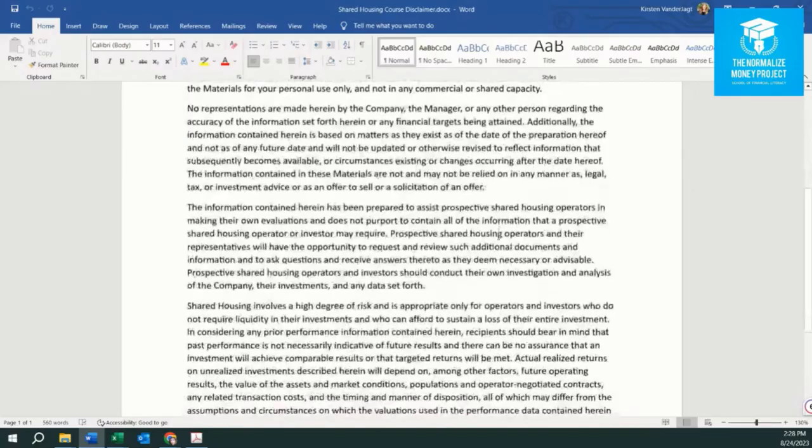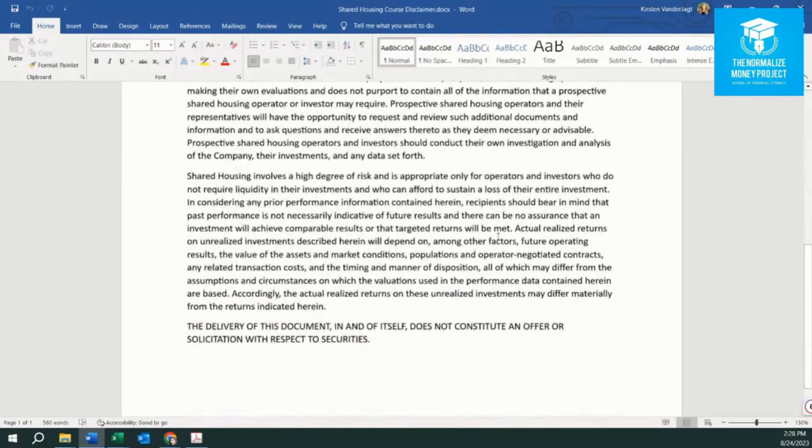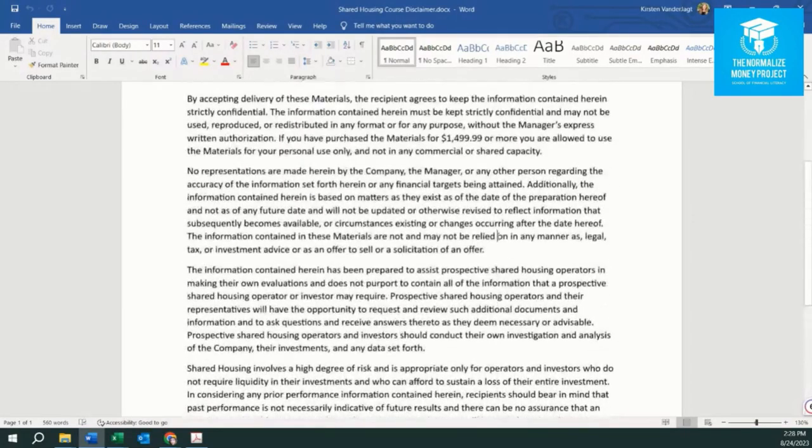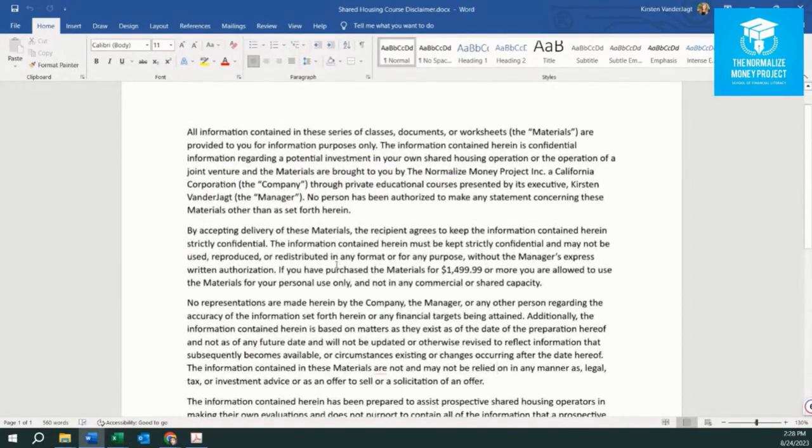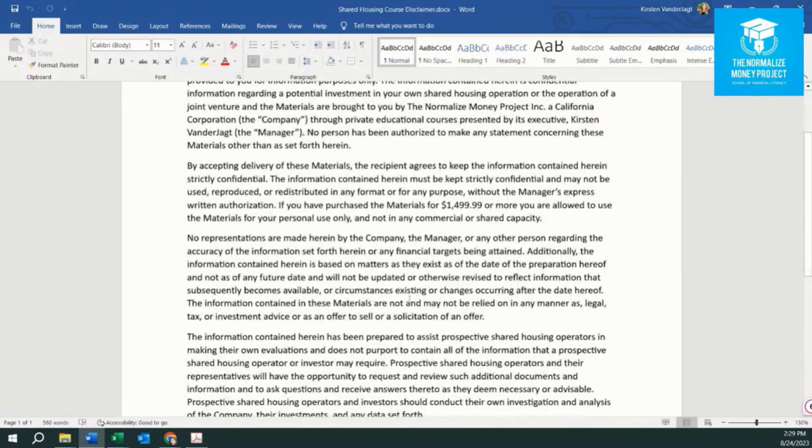The information contained herein must be kept strictly confidential and may not be used, reproduced, or redistributed in any format or for any purpose without the manager's express written authorization. If you have purchased the materials for $1,499.99, so about $1,500 or more, you are allowed to use the materials for your personal use only and not in any commercial or shared capacity.